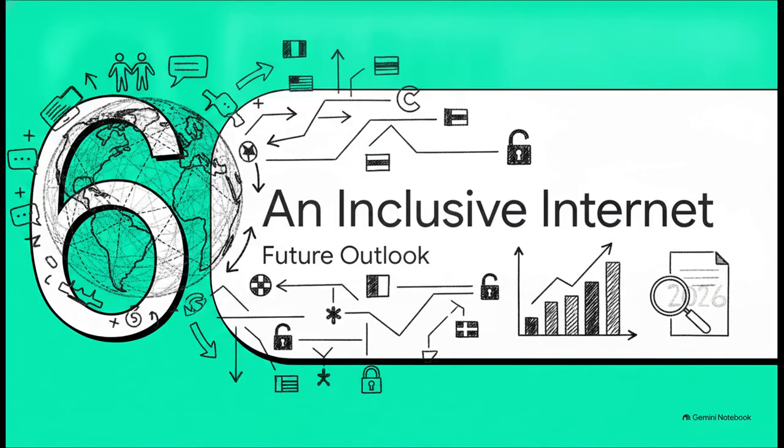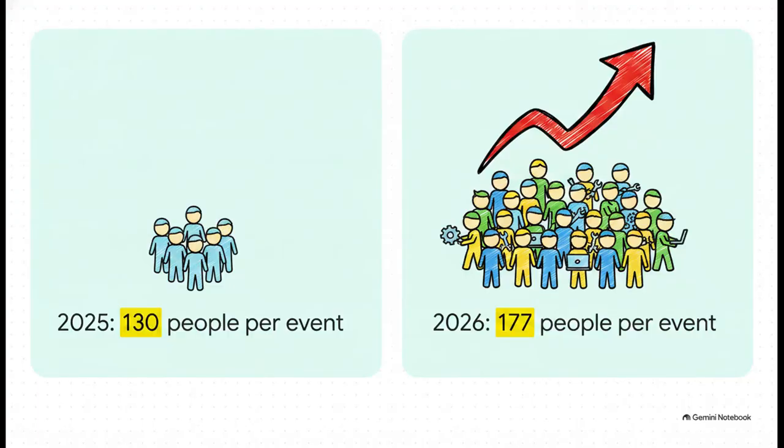Finally, Section 6, an inclusive internet. Future outlook. Let's wrap up by looking at the ultimate takeaways from the 2026 report. This comparison is absolutely vital to understanding the momentum of the universal acceptance movement. The report notes that 2026 actually featured slightly fewer total events compared to 2025, but that was a deliberate choice. The focus shifted away from the easy awareness events toward highly complex, hands-on, technical adoption events. Despite requiring way more technical effort, the average participation rate surged from 130 people per event in 2025 to 177 people per event in 2026. So the crucial point? Community buy-in is accelerating rapidly, even as the work gets harder.